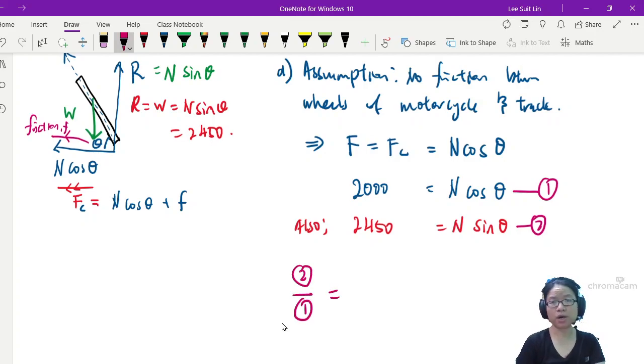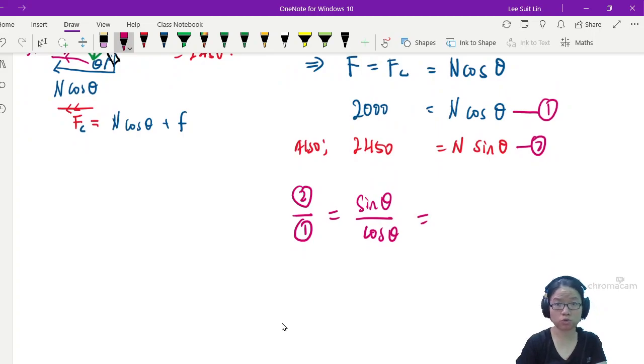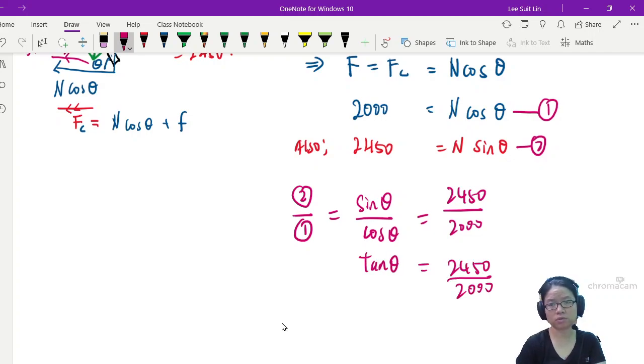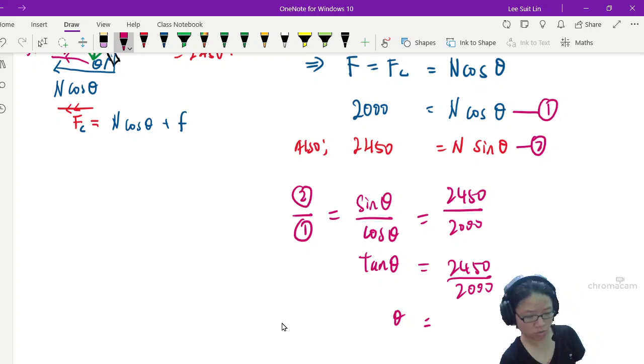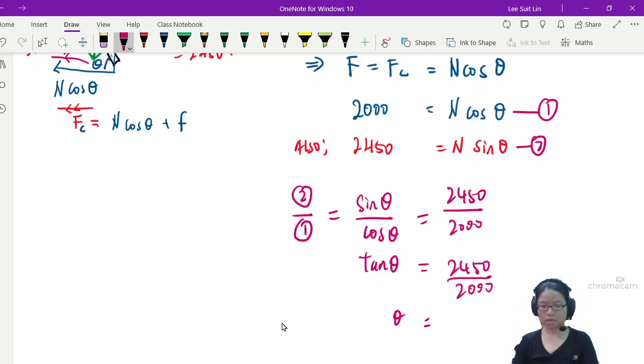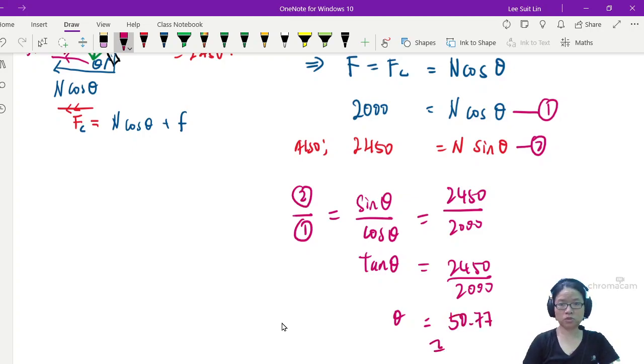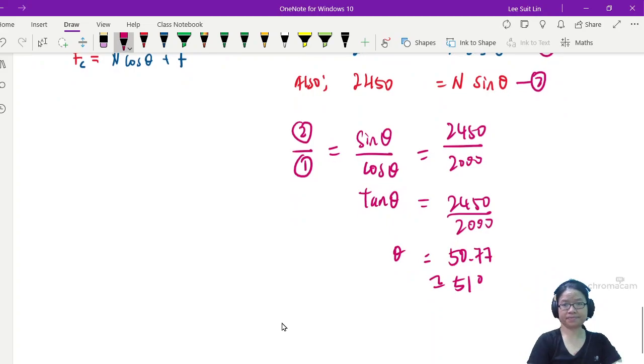So 2 divided by 1 is equal to, so I can cut off this one. I will get sine theta over cos theta, and that sine theta over cos theta will be equal to 2450 over 2000. So tangent theta will be 2450 over 2000. And I guess we could press our calculator to see if this is indeed 51. So tangent inverse 2450 divided by 2000. Oh, 50.77, which is about 51 degrees. So this is proven. All right.